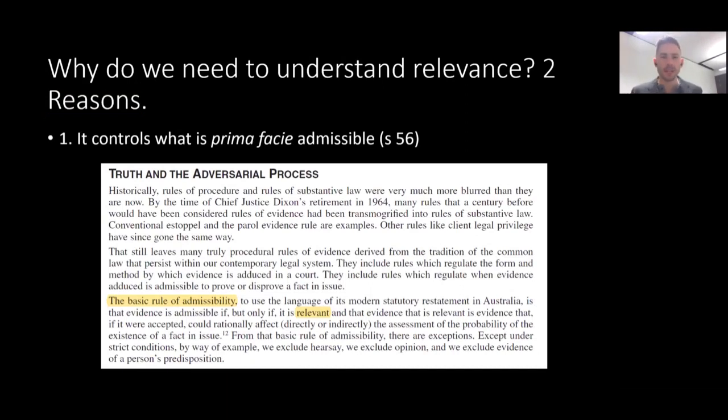In one of the recommended readings, Justice Gageler says it's the basic rule of admissibility. And we can see that in Section 56. It determines what is prima facie admissible or what is inadmissible, and places the burden on the party who is adducing the evidence to demonstrate that it is relevant on a balance of probabilities, Section 142, sub 1.